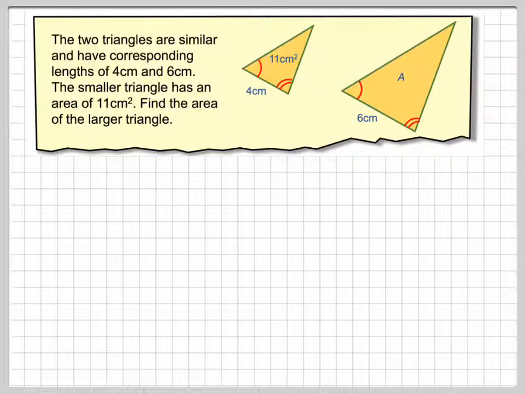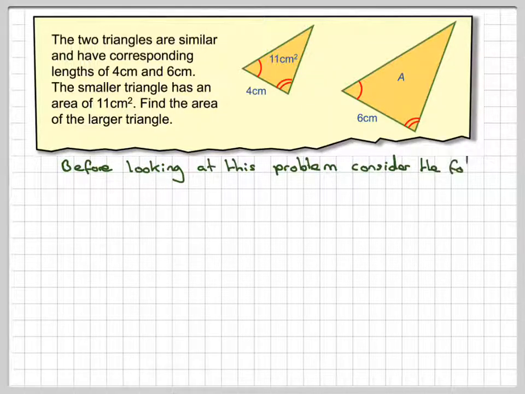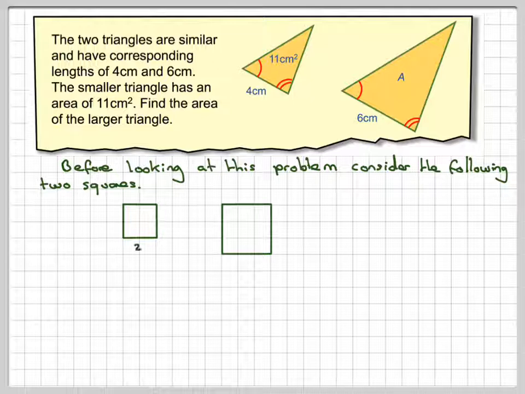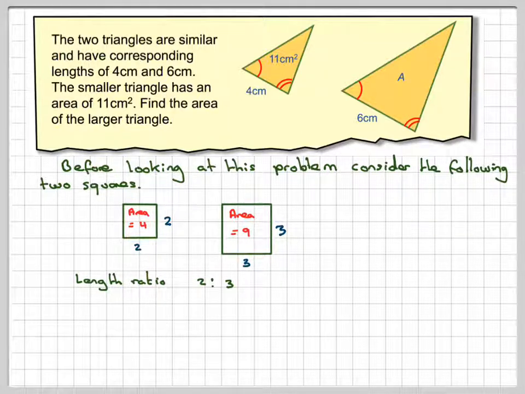This is called similarity. So before looking at this problem, consider the following two squares. So here we have a square and another square. This square is 2 by 2, and this one is 3 by 3, which means the length ratio is going to be 2 to 3. However, the area of this is 2 times 2, which is 4, and the area of this one is 3 times 3, which is 9. So the area ratio will be 4 to 9.